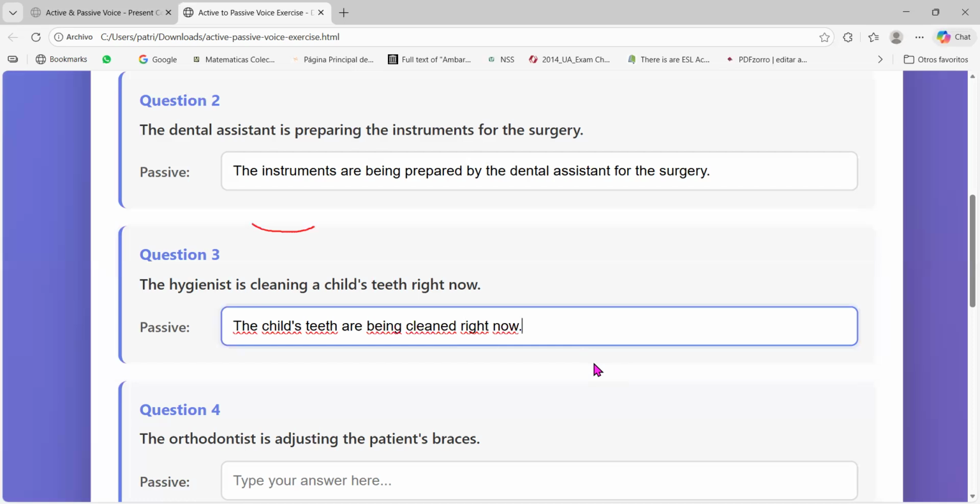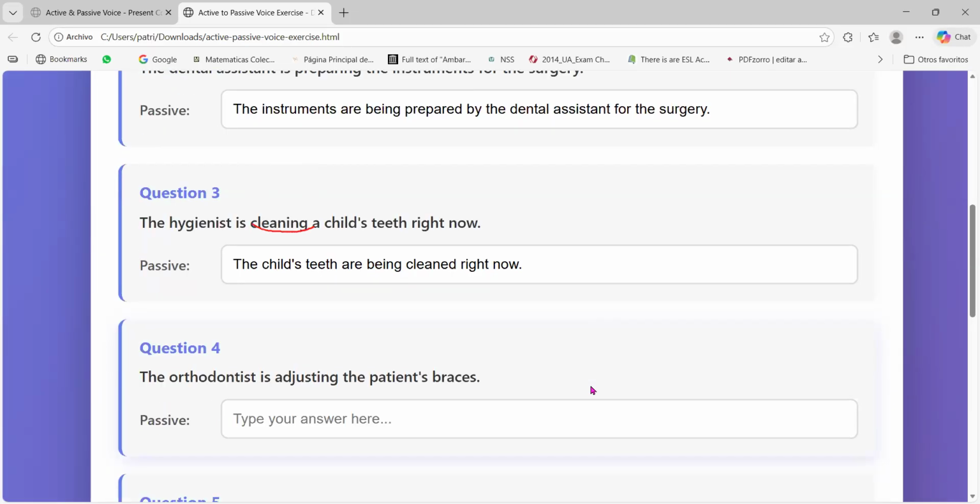In this transformation practice, the hygienist, it is optional. You can omit it. And it is correct.